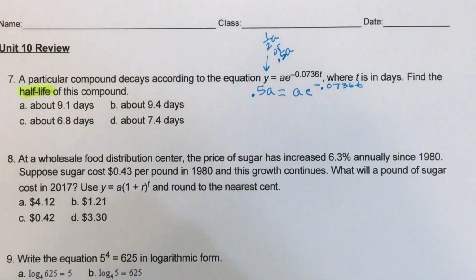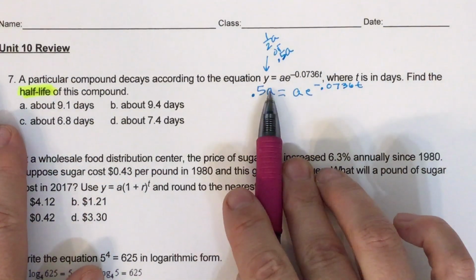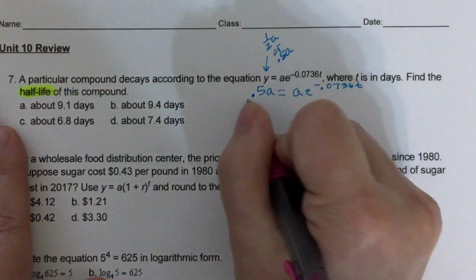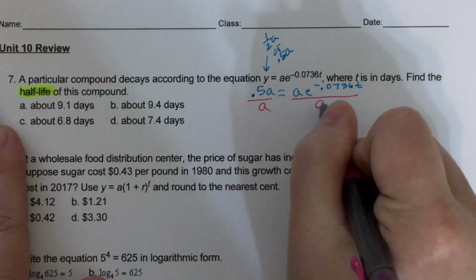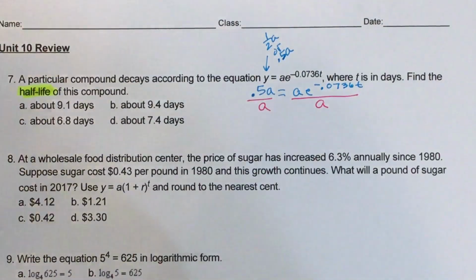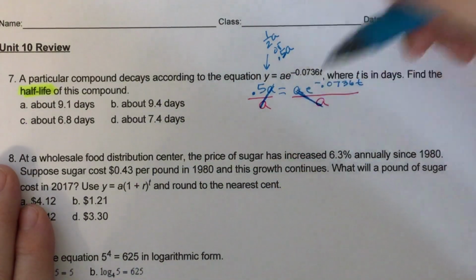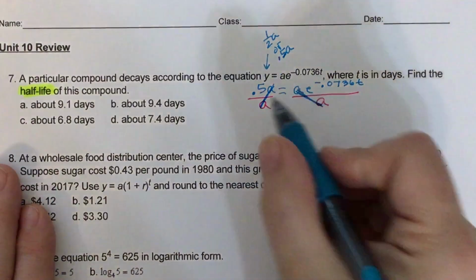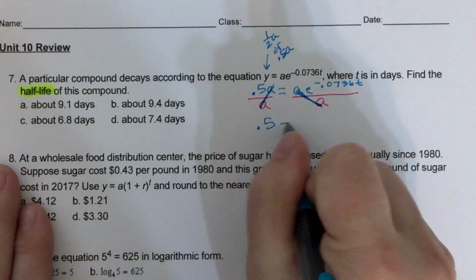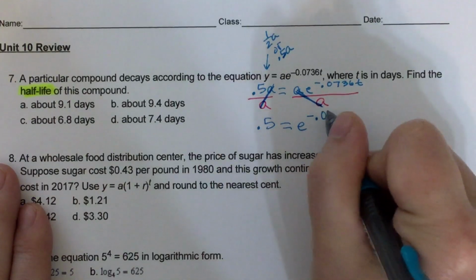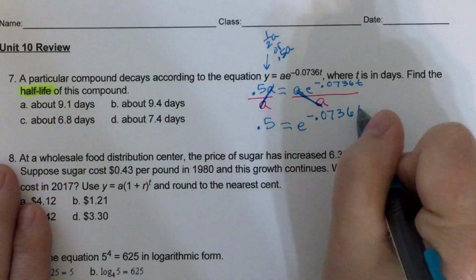All right, so since this A is multiplied with that, I can get rid of the A by dividing. And anything divided by itself is 1. So that makes 1, and that makes 1. So they're just gone. So all you're left with is 0.5 on the left, and E raised to the negative 0.0736 T on the other side.